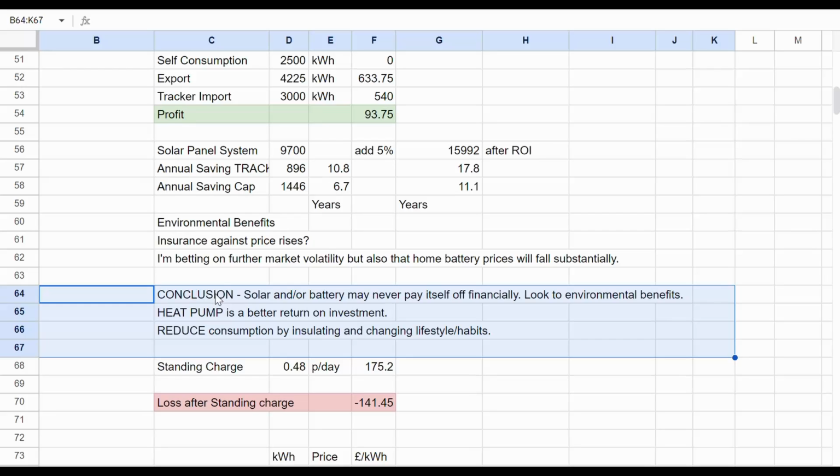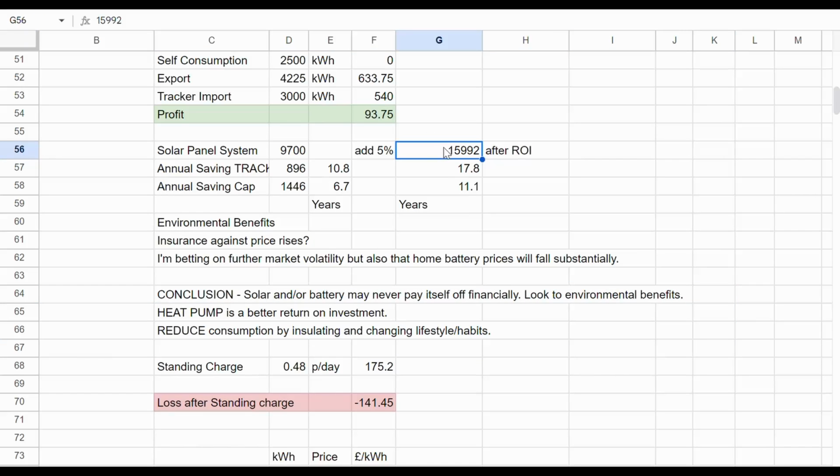My conclusion is that solar panels and or a home battery may never pay themselves off financially. For example, 15,992, that was after a 10-year investment. If I then changed that to match the 17.8, this would then increase, and it would just be a never-ending perpetual cycle that you would never be able to keep up with the compound interest that you could earn from a good savings, or not just necessarily a savings account, but invest in the money financially elsewhere.